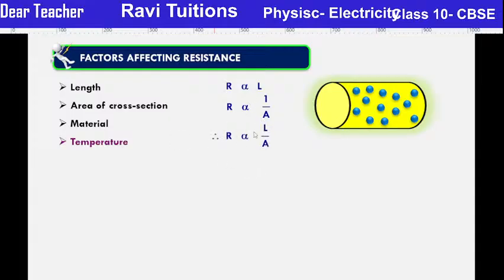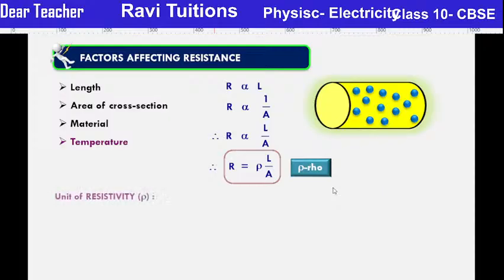And if you combine these two things, what happened? Resistance is proportional to L upon A. If you remove the proportionality symbol, you will get one constant. That constant is nothing but rho. Rho is known as resistivity. This constant rho is known as resistivity. So what is the unit of resistivity? Because this rho depends on the material.